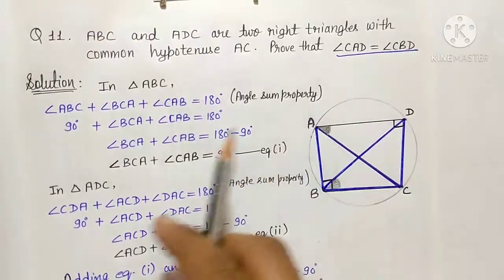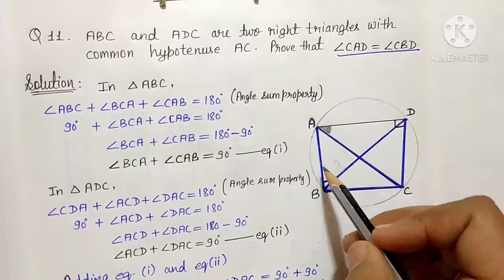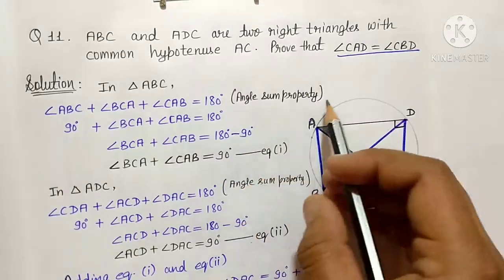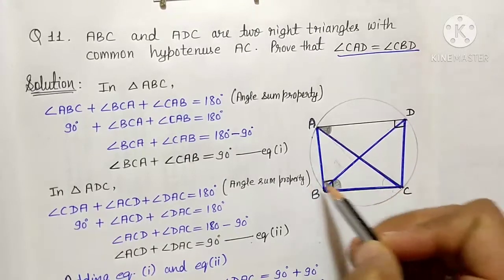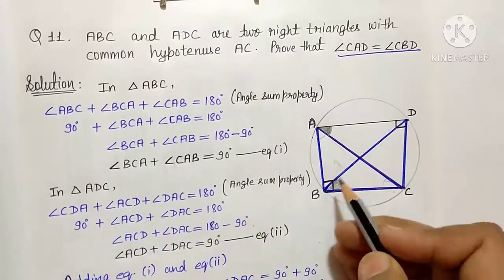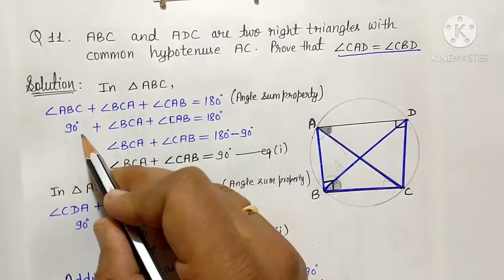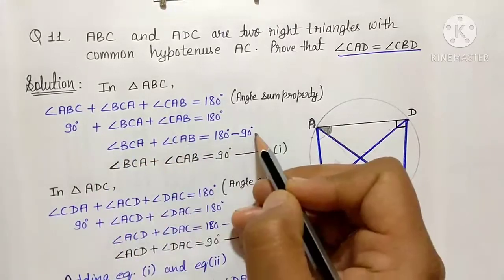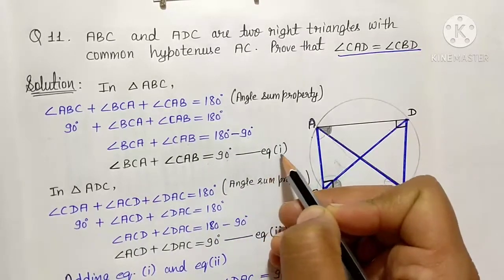So let's prove it. In triangle ABC, this triangle downside, we are taking the sum of all the angles, which should be how much? 180 degrees. That is the angle sum property. So angle ABC plus angle BCA, this angle, and at last angle CAB, this angle, sum is 180. Angle ABC is already given as 90 degrees, so we have written 90. The other angles we have written like that only. So 90 will go to that side, minus 90. So angle BCA plus angle CAB equals 90 degrees. This is our equation number first.